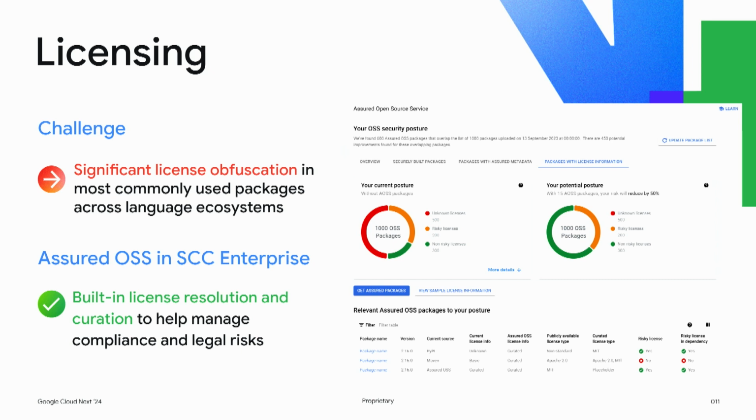With licensing, the biggest challenge remains incorrect or inconsistent licensing information for a package. And in our analysis, we saw significant license obfuscation for the most commonly used packages across language ecosystems. Now, a general best practice is to err on the side of caution when you don't have the license information, but this inhibits developer velocity. So with Assured OSS, you get access to built-in license resolution and curation to help you manage these legal and compliance risks and achieve the developer velocity that you strive for.